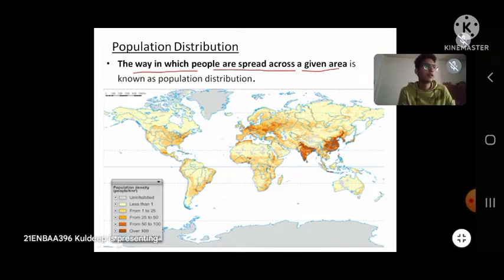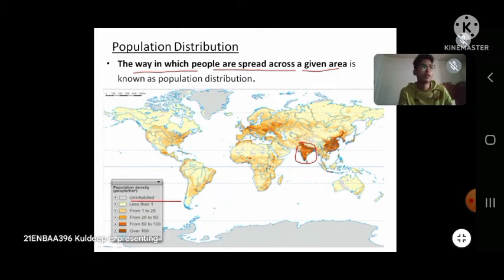There are different regions here, marked by different colors. For example, Antarctica and Greenland are gray, and this gray represents uninhabited. And India is here. You can see India is very dark. India has over 100; like, India has a high density of population.